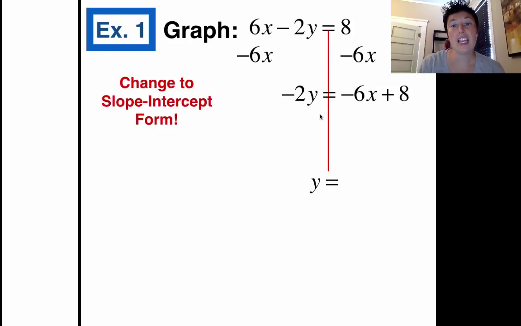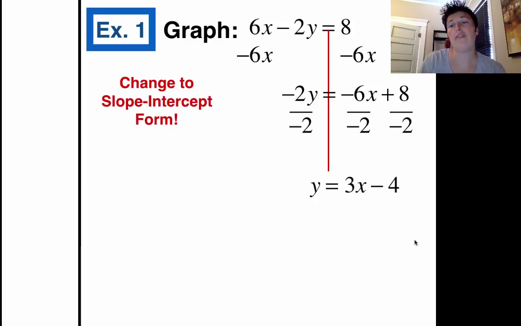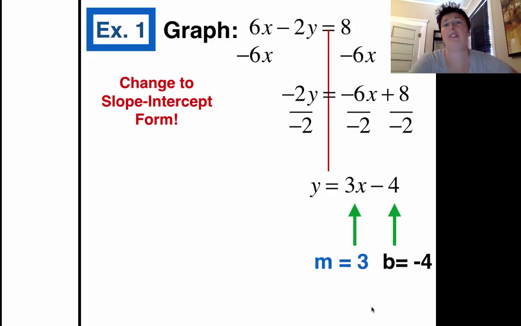Then I'm going to divide the negative 2 away from the y to get rid of it, and I'll divide everything by negative 2. And then I'm going to have negative 6 divided by negative 2, which is a positive 3x, plus 8 divided by negative 2 would be a negative 4. So we've got our slope-intercept form, y equals 3x minus 4. So much better for graphing. Now I know m is my slope, which is 3, and my y-intercept, my b value, is negative 4. Those are right away clear to me.